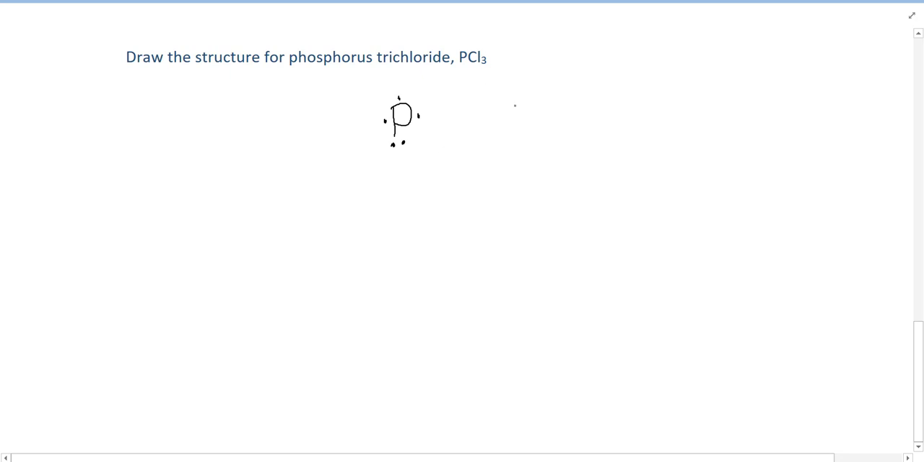Chlorine is in group 7A, so it will have 7 electrons around it. 1, 2, 3, 4, 5, 6, 7. So phosphorus can make 1, 2, 3 bonds, while chlorine can only make 1 bond. Therefore, phosphorus will be our central atom.